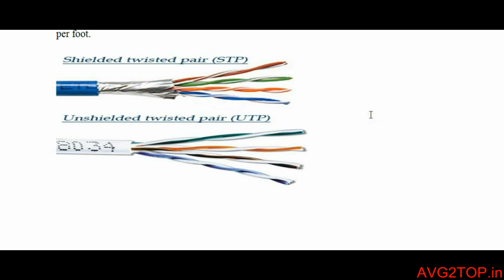Here is a diagram where you can see one is a shielded one, another is an unshielded one. The unshielded is the quite common one that you see, but the shielded one contains a foil on top of it. It contains a form of foil that covers all four pairs of the twisted pair.